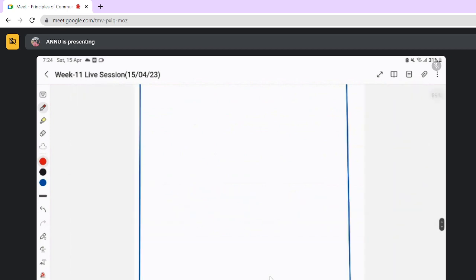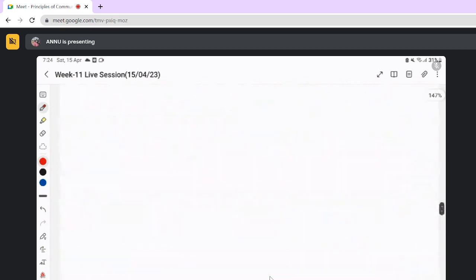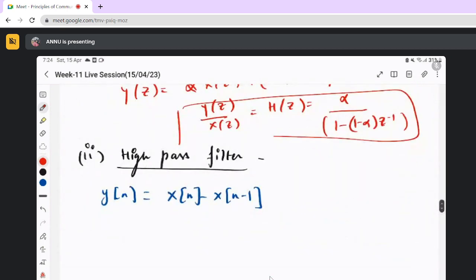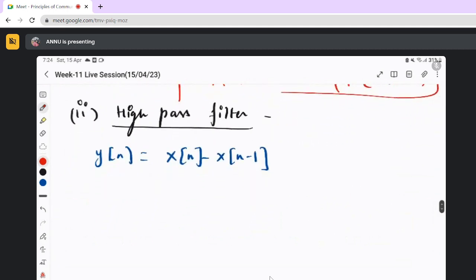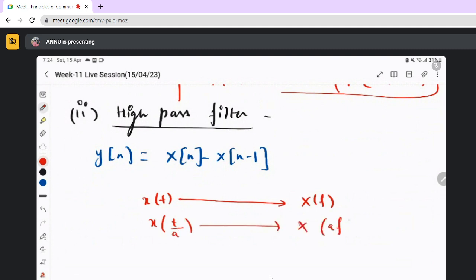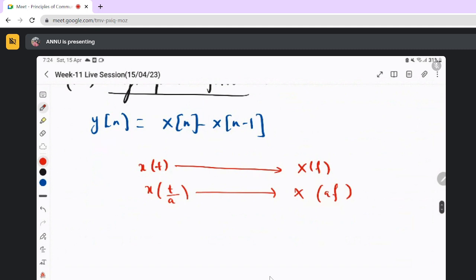Next is scaling. There is nothing like a time scalar, only frequency scalars, frequency multipliers. Suppose x(t) corresponds to X(f), then x(t by a) corresponds to, I think, X(af). That means you are scaling t by a. I am not sure, am I correct?